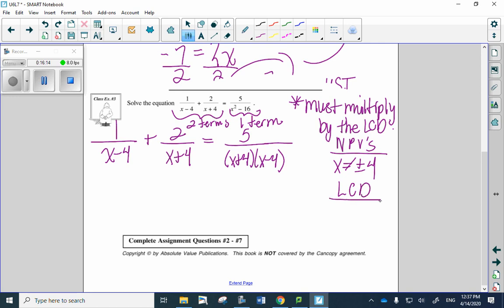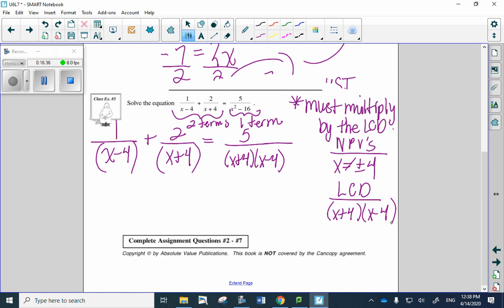Okay, take a look at our factors. My first fraction, I just have x minus 4. My second fraction, I just have x plus 4. But in my third fraction, I have both x plus 4 and x minus 4. So I need to have at least both of those. So this is going to be x plus 4 times x minus 4.